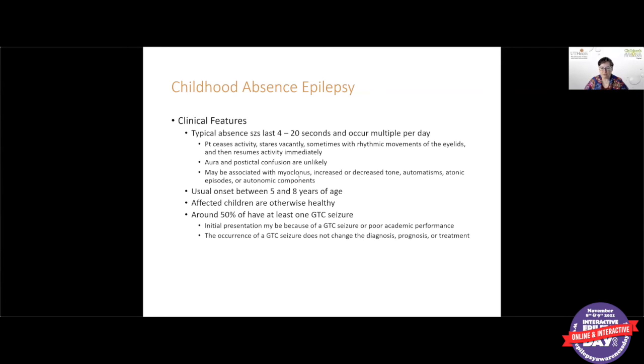Sometimes you can have myoclonic jerks of the body. You can have something called automatisms, where there are movements of the hands or fingers. So sometimes you can have other things associated with these staring spells. Usually the patient will start to have them between 5 and 8 years old, and children are otherwise healthy, without any other medical or neurological problems for the most part. And then often, they will have at least one GTC, or generalized tonic-clonic convulsive seizure.